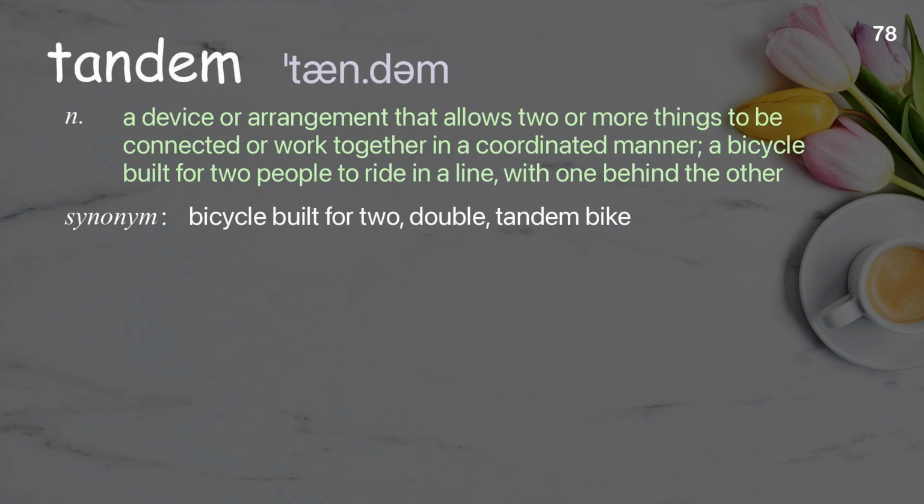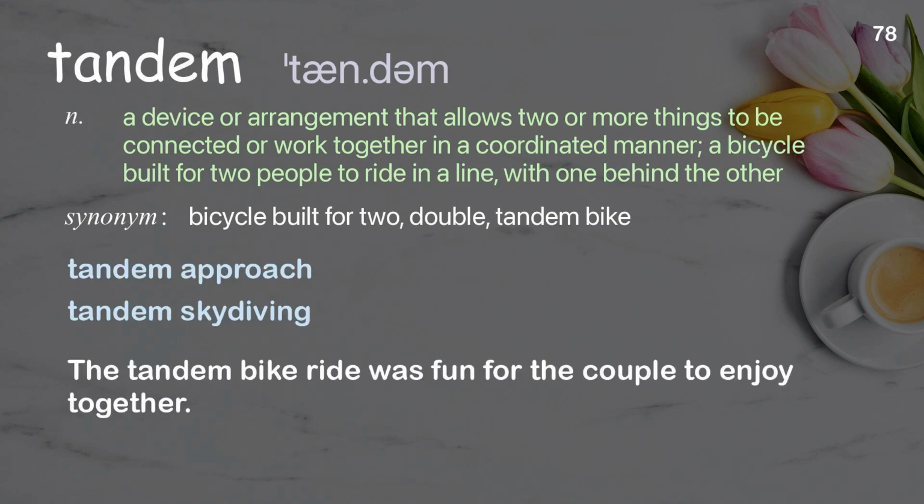Tandem. A device or arrangement that allows two or more things to be connected or work together in a coordinated manner. A bicycle built for two people to ride in a line, with one behind the other. Examples: Tandem approach. Tandem skydiving. The tandem bike ride was fun for the couple to enjoy together.